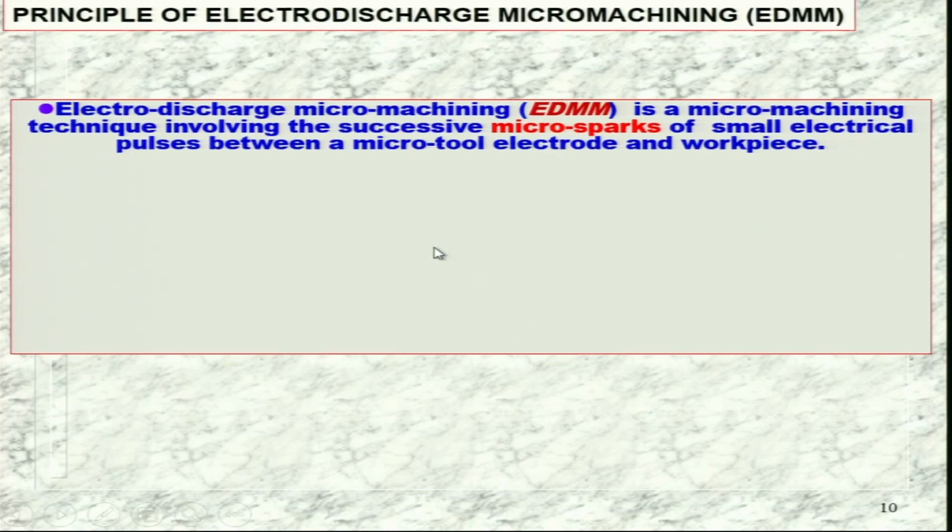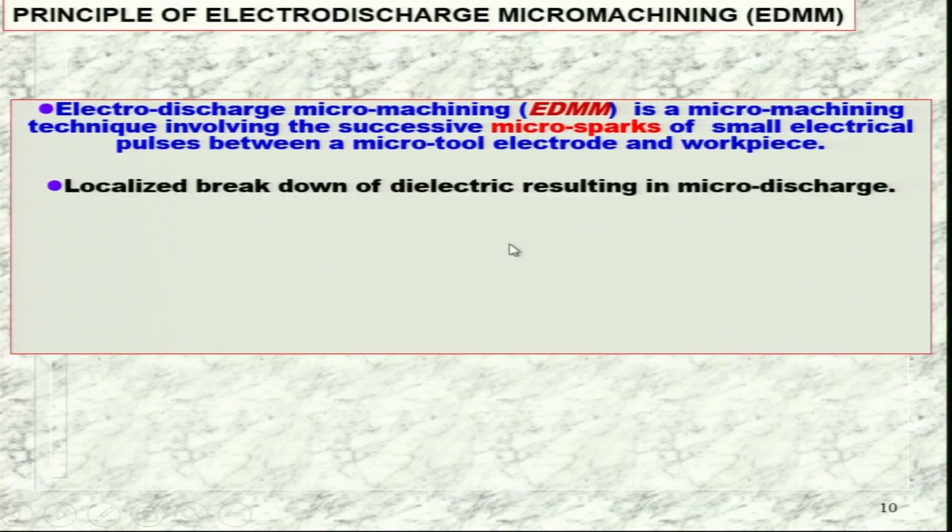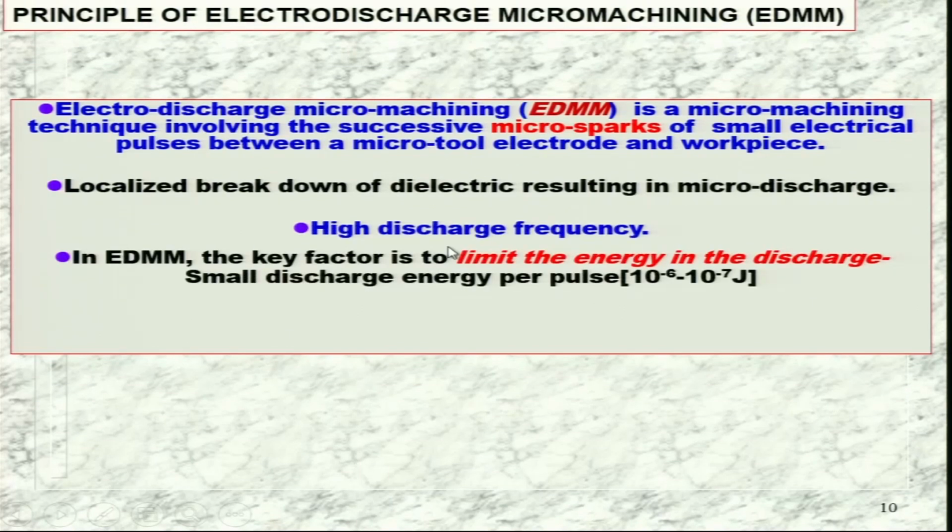Electrodischarge micromachining is a micromachining technique involving the successive micro sparks of small electrical pulses between a micro tool electrode and workpiece. Here please note it carefully that tool and workpiece materials are to be electrically conductive. Localized breakdown of dielectric resulting in micro discharge. High discharge frequency is required normally, and in EDMM the key factor is to limit the energy in the discharge.